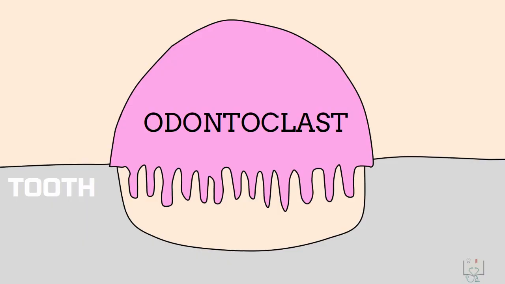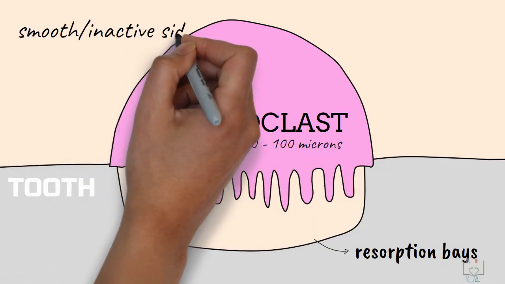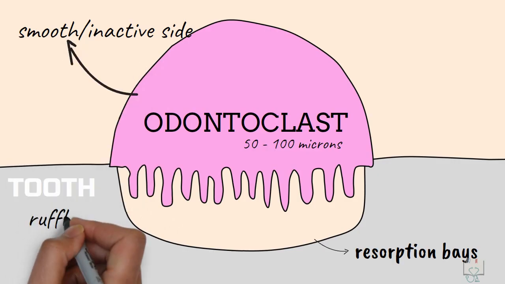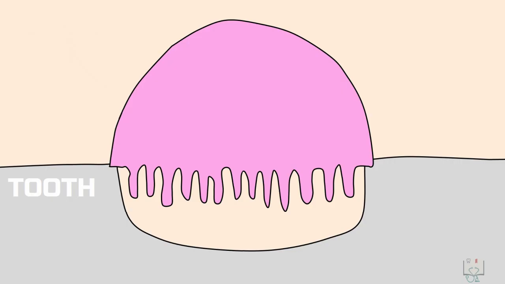These cells, responsible for removal of the dental hard tissues, are present in the resorption base. They are large cells with a smooth inactive side away from the dental hard tissue and a ruffled active side towards the dental hard tissue. In the cytoplasm, it has around 2 to 60 nuclei.